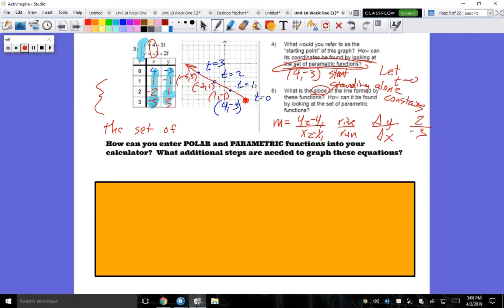And how can it be found by looking at the set of parametric functions? Just look at the y and do it over the x. Alright. So it's the coefficient of the y over x. Coefficient of the t values. It wasn't that bad.